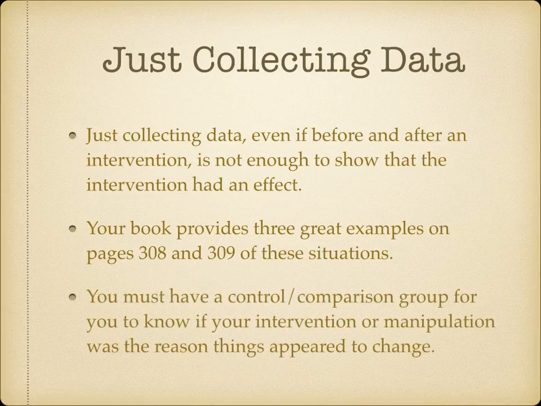You have to get a control or comparison group to know if the intervention was the reason things appeared to change. And that's because just collecting the data in a pre and post fashion before and after an intervention or manipulation doesn't tell you what people would have done if there had not been a manipulation in place. So the comparison group's purpose is to provide that control, the ability to say, well, this is what they would have done if I hadn't done that to them, if they hadn't received that treatment, if they hadn't been involved in that manipulation.